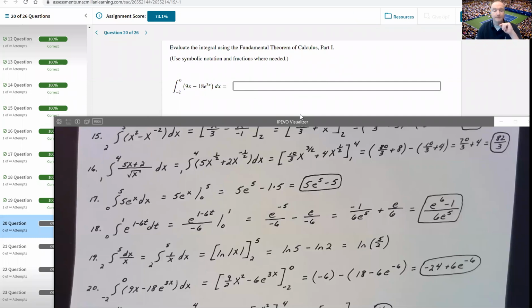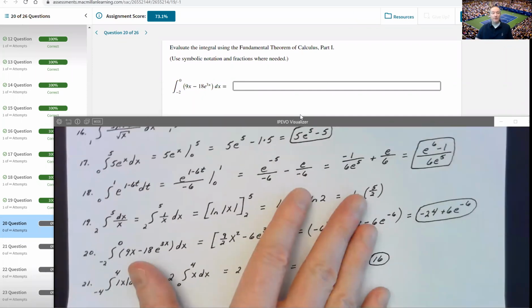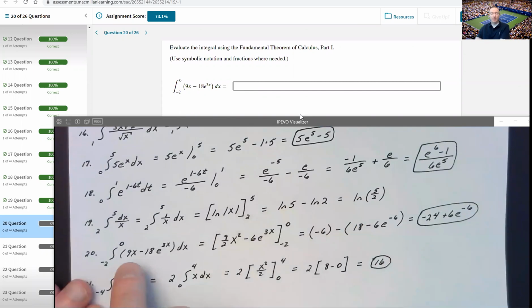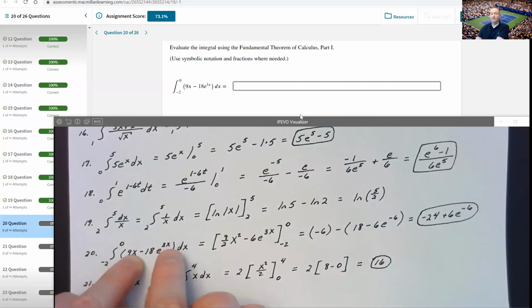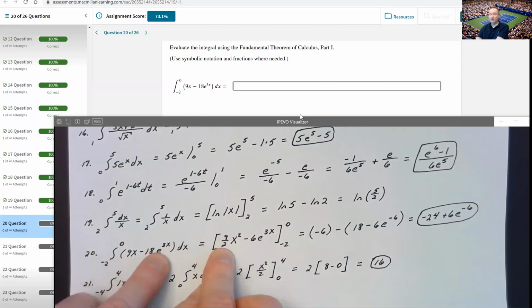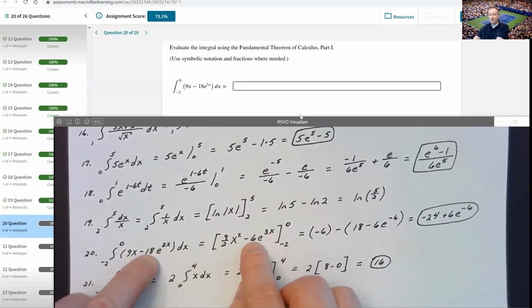For the next one here, we have the integral from negative 2 to 0 of the function 9x minus 18e to the 3x. I like this one because it's combining one that we have to use the power rule on versus our exponential integration rule. The power rule says add 1 to the exponent, divide by that new exponent, 9 over 2 x squared. Then the exponential rule says that the integral of any exponential function is that exponential function divided by the derivative of its exponent. Well, dividing by 3 is what caused that 18 to become a 6.